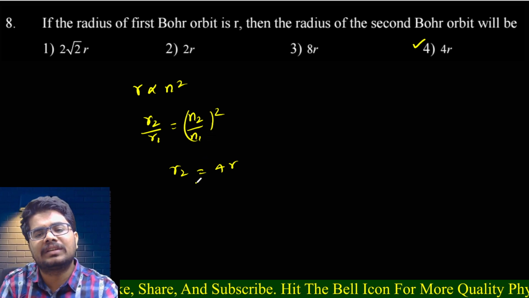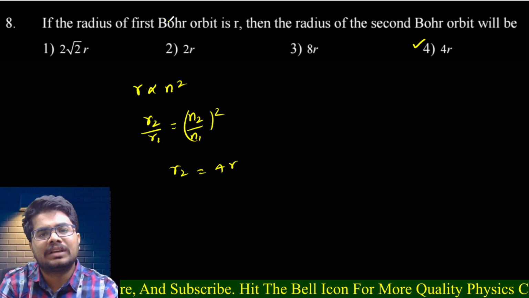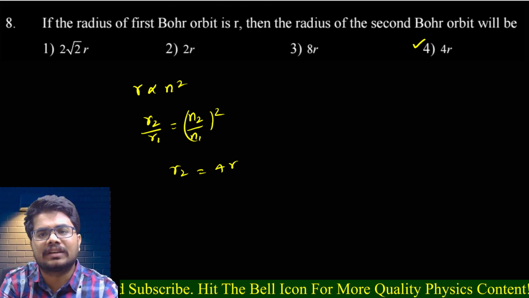Sending this r here, na? r2 equal to what, na? 4r I will get. So which option is correct? Means option D is correct, na?